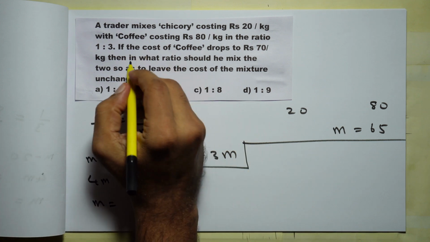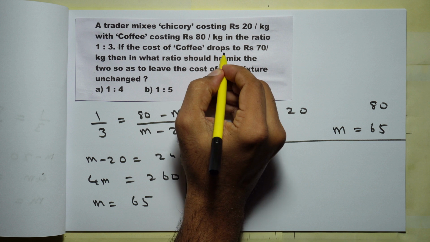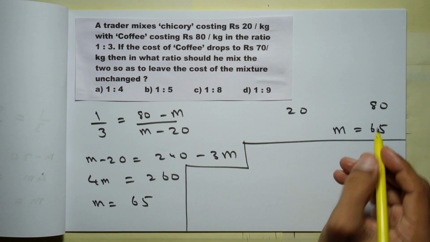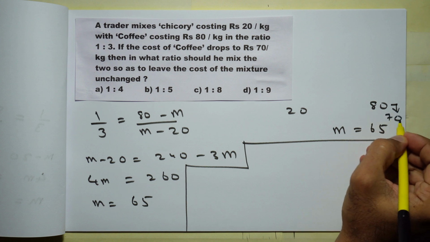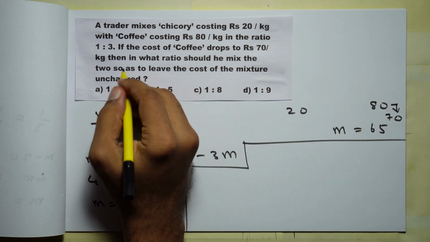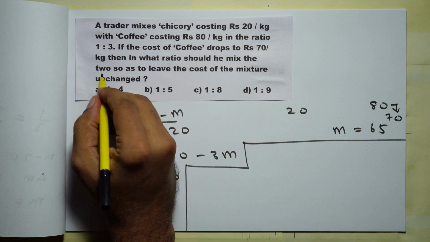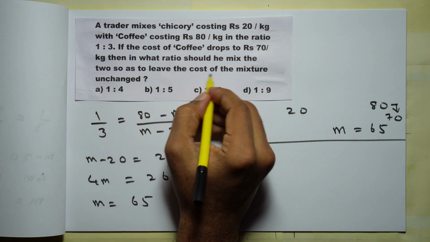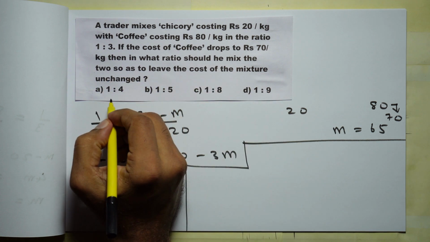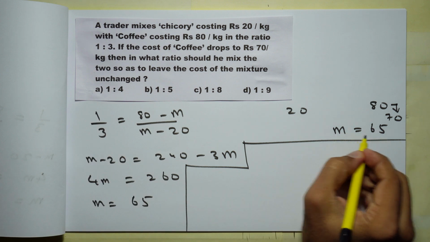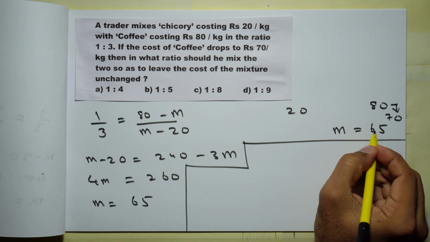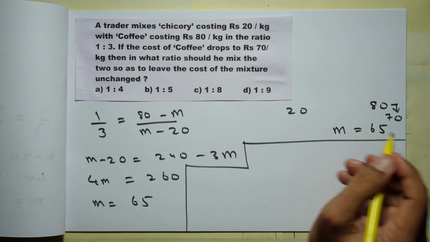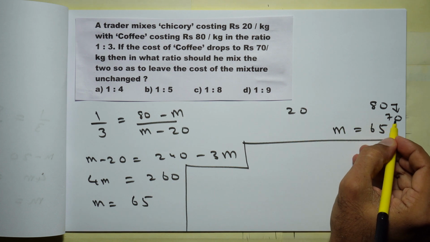I'll just continue with the question. If the cost of coffee drops to 70, so from 80 now it has dropped to 70, now it costs only rupees 70, then in what ratio should he mix the two so as to leave the cost of the mixture unchanged? Now the cost of the mixture or the mean price is 65.